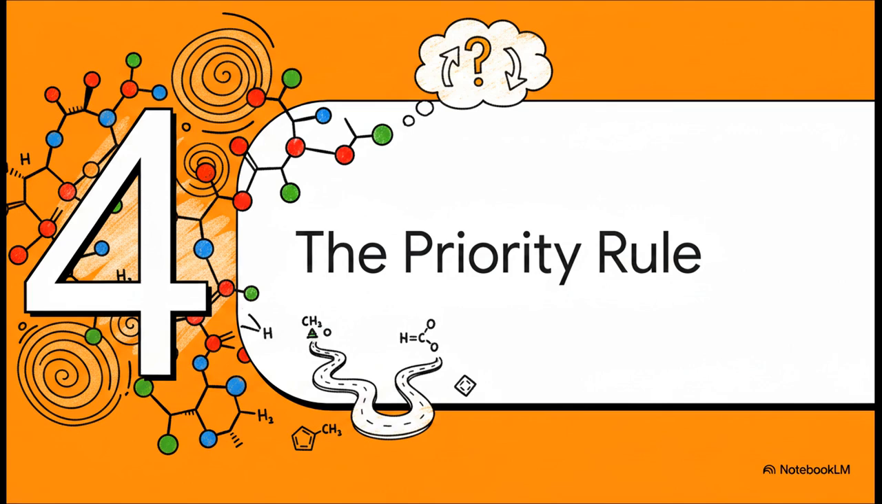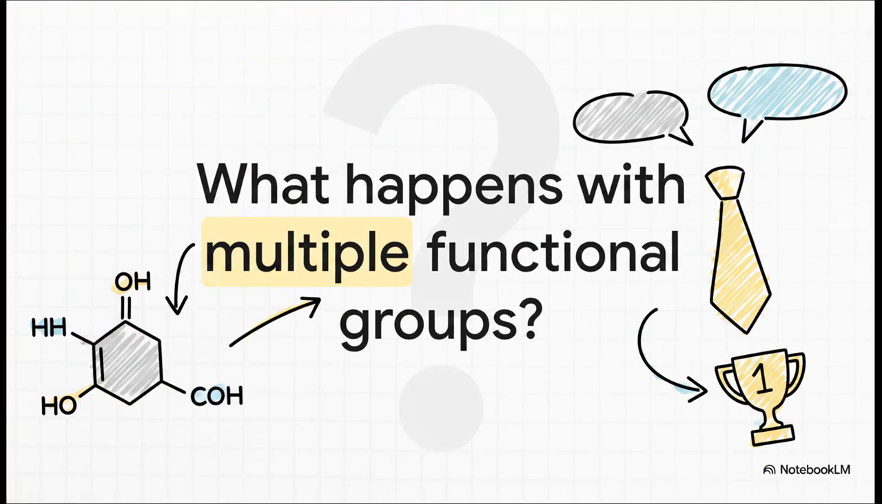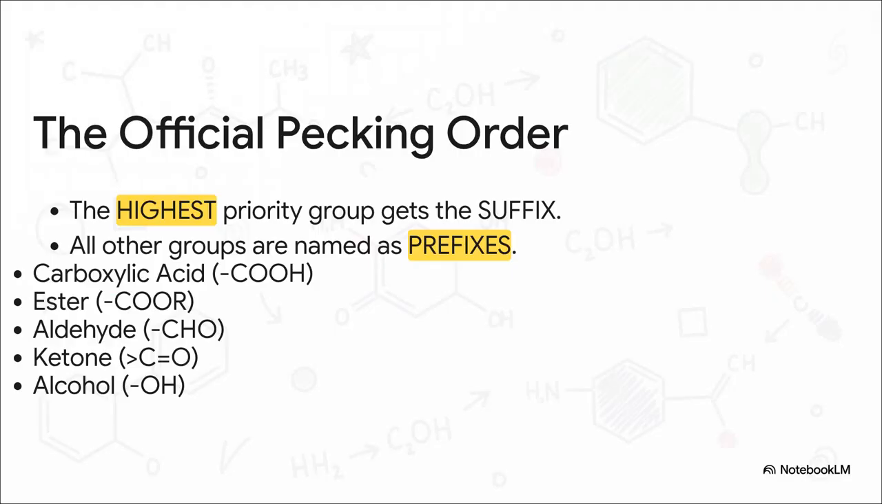Right, that works perfectly for simple stuff. But you know, chemistry always likes to throw us a curveball, right? So what happens when a molecule has more than one important feature? For example, what if a molecule has an alcohol group and a carboxylic acid group? Which one gets to be the family name? You know, the suffix that goes at the very end of the name? We need a tiebreaker. And here's the solution, the IUPAC priority list.